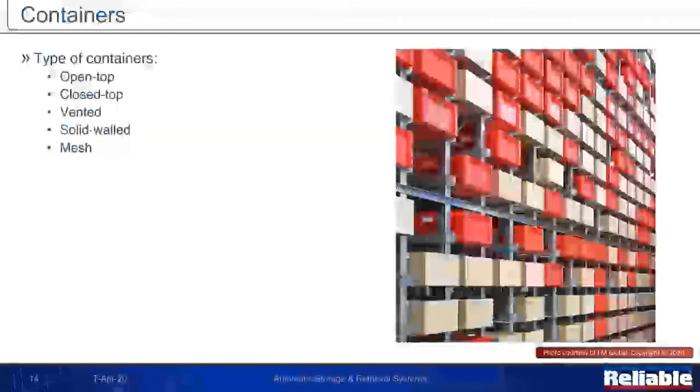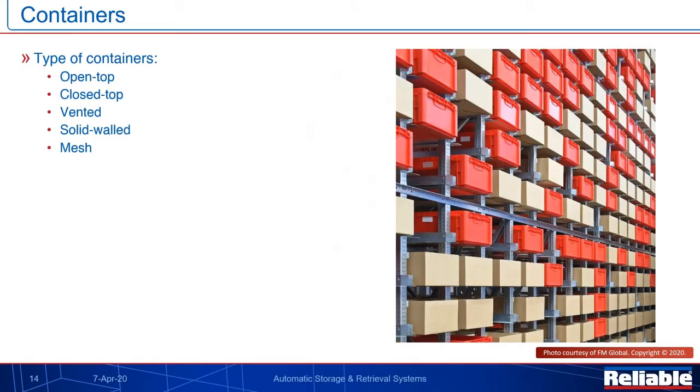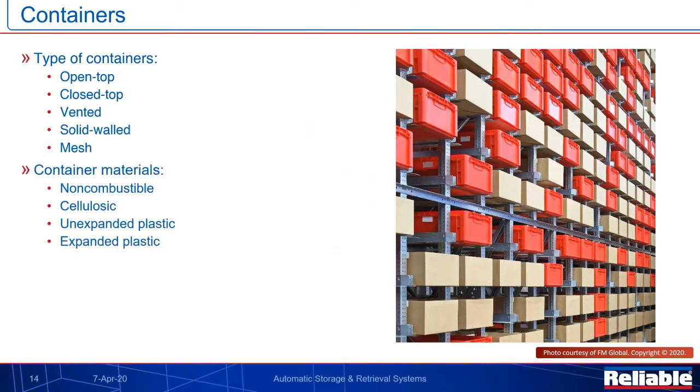The solid wall is any container that doesn't meet that criteria we just talked about. So it's basically solid wall, or just make sure that the venting is not in the bottom 30%. And then mesh is a non-combustible style container that incorporates a 30% opening in the bottom of it or a side, and it really can allow water to penetrate through it. And again, those materials of construction can be non-combustible, cellulosic, unexpanded plastic, and expanded plastic.